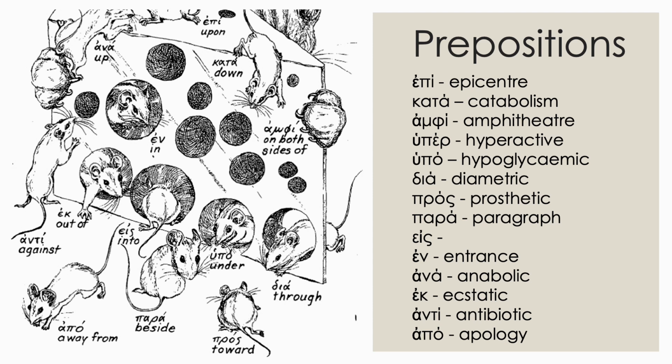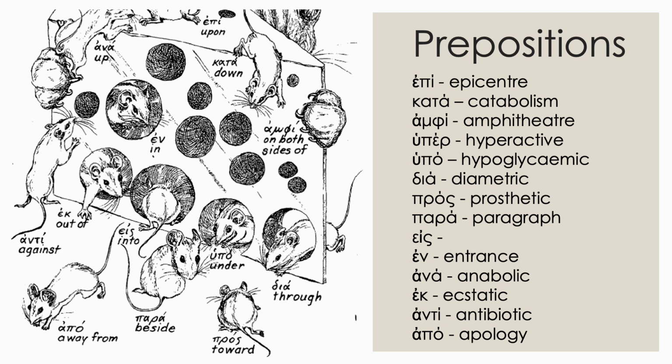Dia means through, so as in diametric, through measurements. Pros, as in prosthetic. Pros means towards, so a prosthesis is literally towards the body in the physical sense. It's being brought towards the body. Para, as in paragraph, meaning around words, around writing, or with writing. Or parapet is the bit alongside the roof, so if somebody fell off the roof they wouldn't fall all the way to the ground. There's a parapet to catch them.